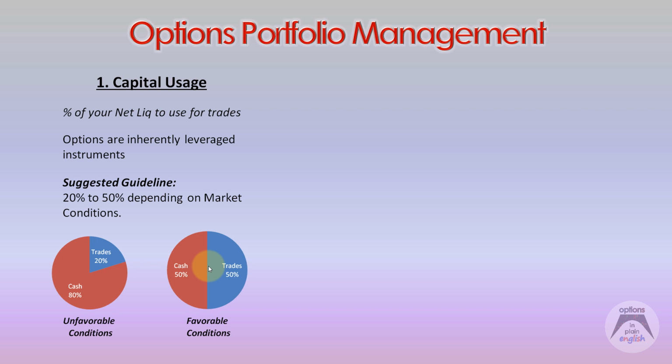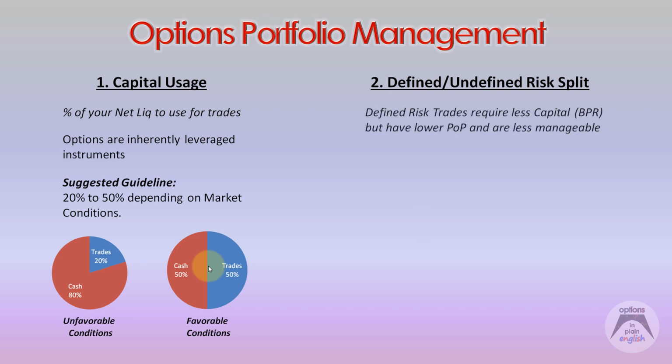The second point we're going to talk about today is the defined and undefined risk split. Defined risk trades require less capital or buying power reduction, but have lower probability of profit and are less manageable. What I mean by less manageable is, if you have a defined risk trade, for example a vertical spread, and you want to adjust or roll that position, if you want to roll for a credit, you need the price to be at a certain point such that by the time you try to do the roll, you can do it for a credit.